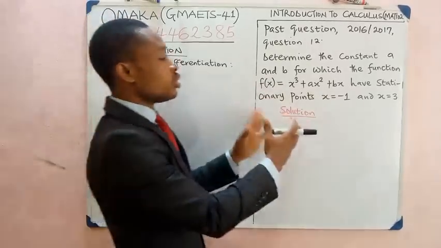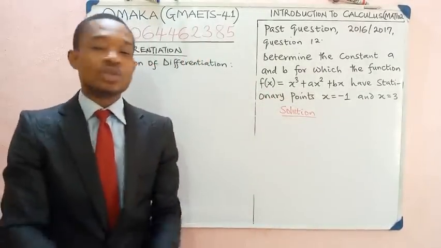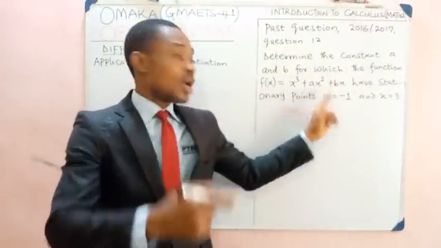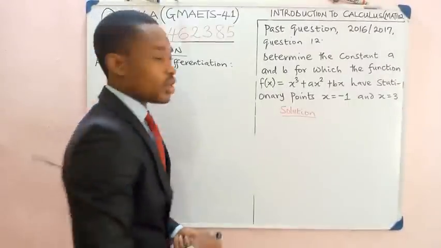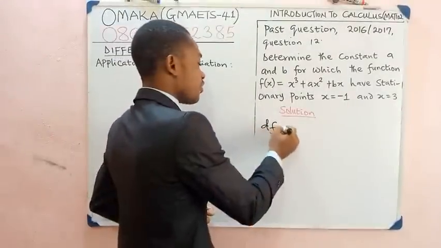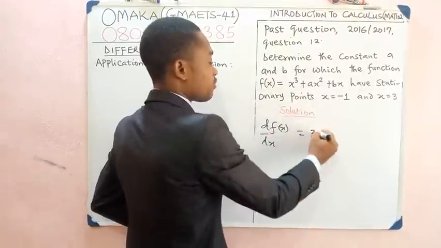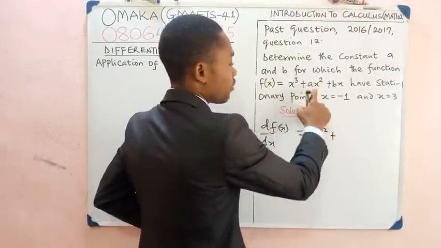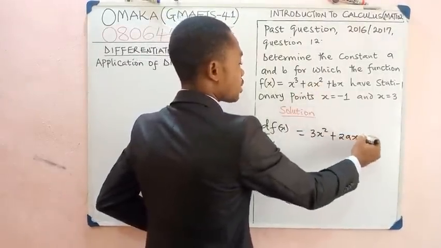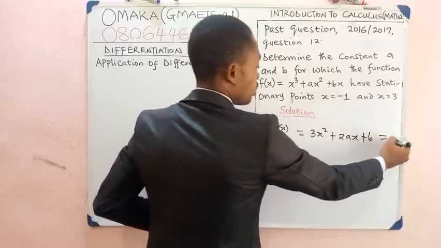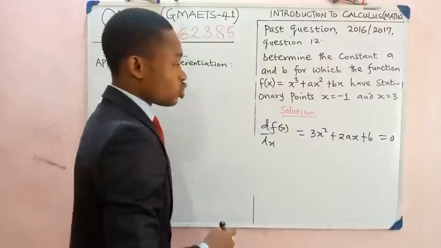So all you need to do to this question is simple. Differentiate this, take the first derivative, then equate to 0 and substitute these points. Now let's do that and see. df(x)/dx is now equal to, differentiate this, you have 3x squared, plus differentiate this, you have 2ax, plus differentiate this, you have b. At a stationary point, you know this will be equal to 0, so let's just equate to 0 straight.